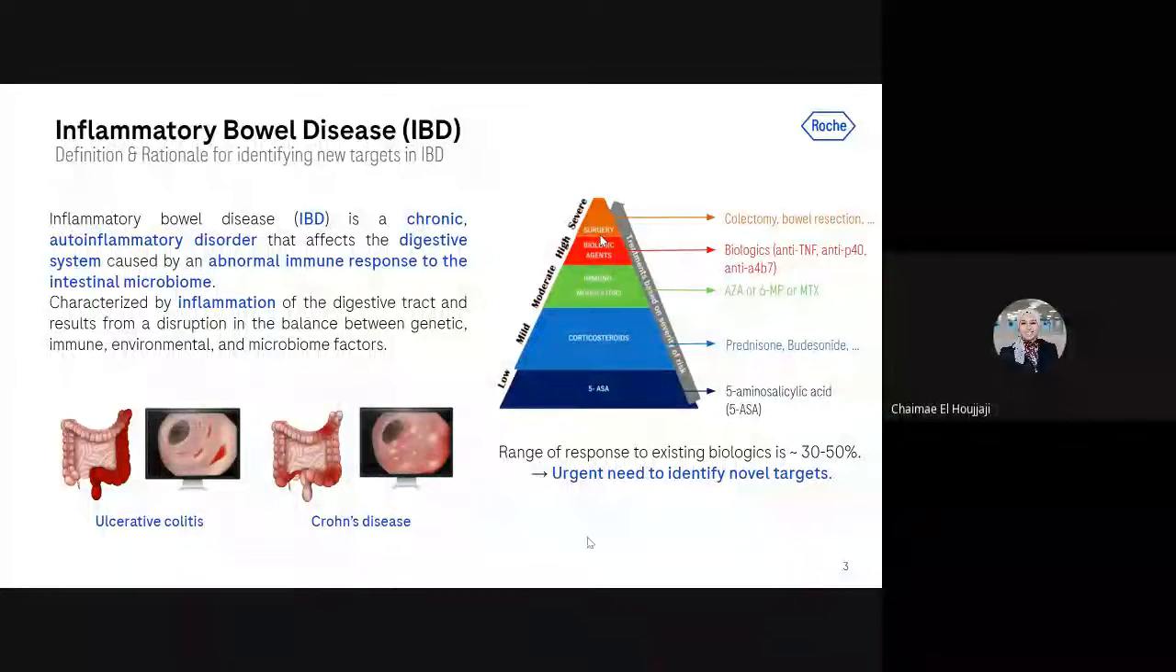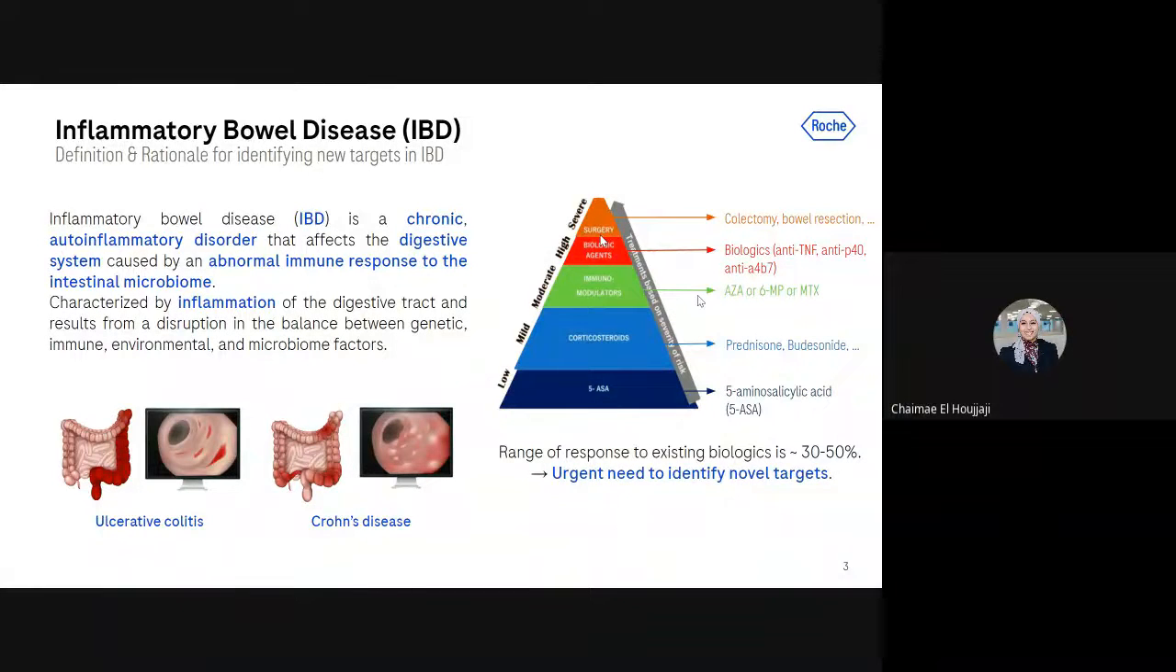And here there are different types of biologics used, as we can see on the therapeutic pyramid, but the range of response to the existing biologics is only 30 to 50% depending on the patients. So our aim is to raise this efficacy ceiling, and there's an urgent need nowadays to identify novel targets and advance understanding of the key drivers of IBD.